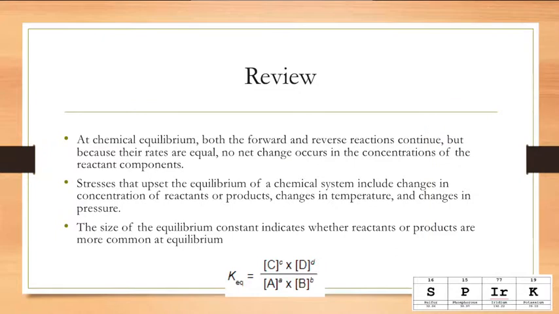All right, so we got through that one. In review, at chemical equilibrium, both the forward and reverse reactions continue, but because their rates are equal, no net change occurs in the concentrations of the reactant components. Stresses that upset the equilibrium of a chemical system include changes in concentration of reactants or products, changes in temperature, and changes in pressure. The size of the equilibrium constant indicates whether reactants or products are more common at equilibrium. And remember that our KEQ expression is the concentration of the products divided by the concentration of the reactants.